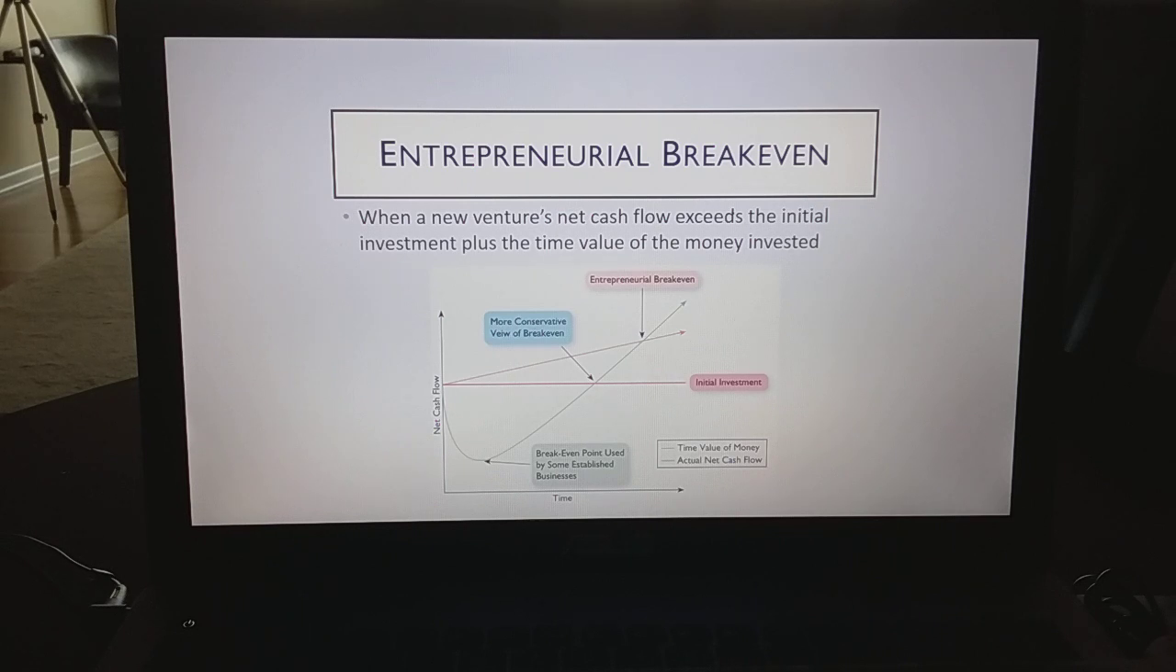A new venture's net cash flow exceeds the initial investments plus the time value of the money invested. So it's this idea that the first couple of years you're in business, you're probably going to have some expenses that after time you won't have as much of.